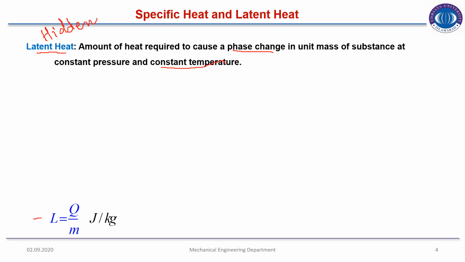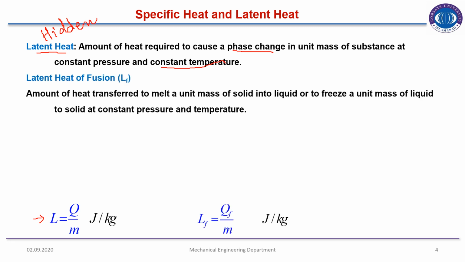The formula for latent heat is L is equal to Q divided by M, where Q is the amount of heat supplied. The units for latent heat are joule per kg or kilojoule per kg. There are two types of latent heat.